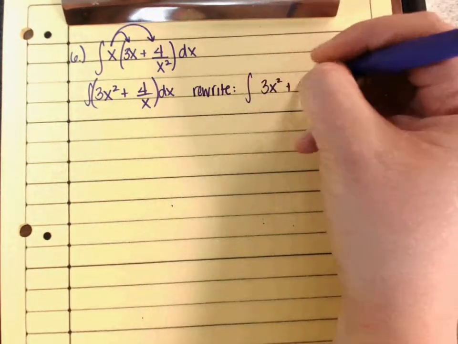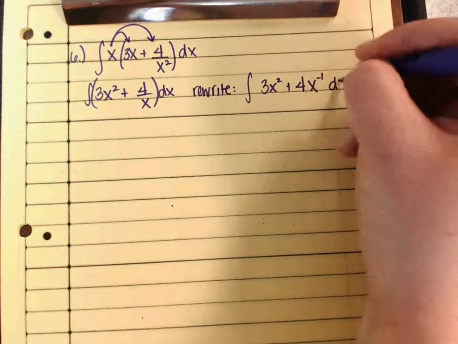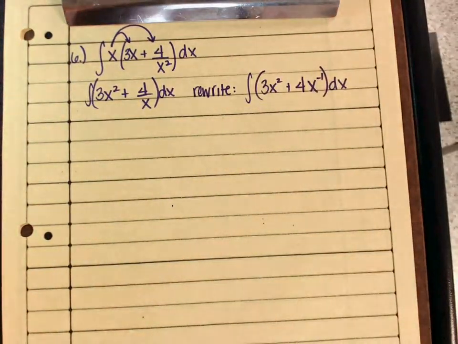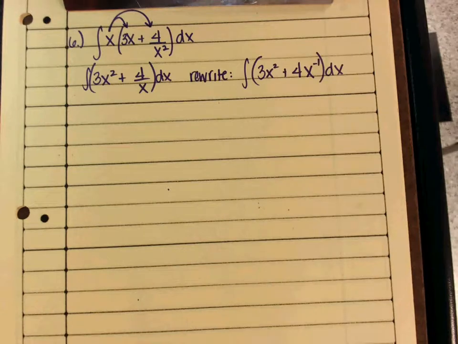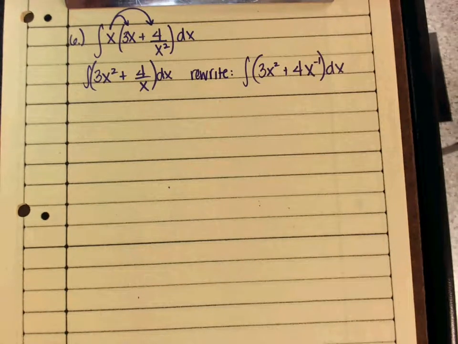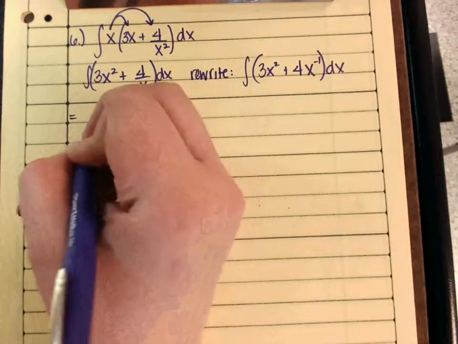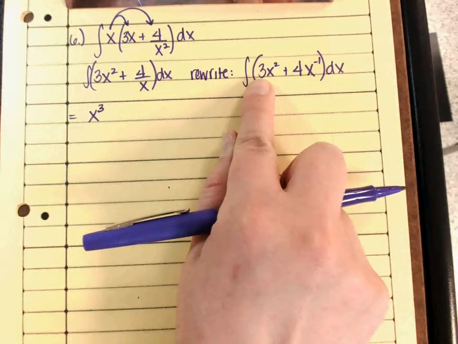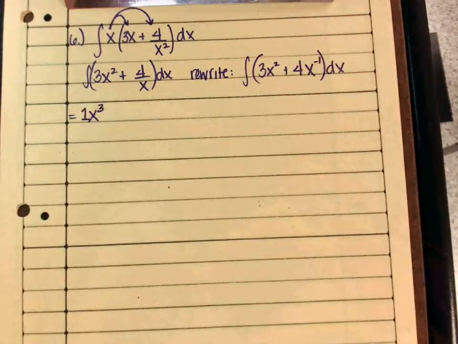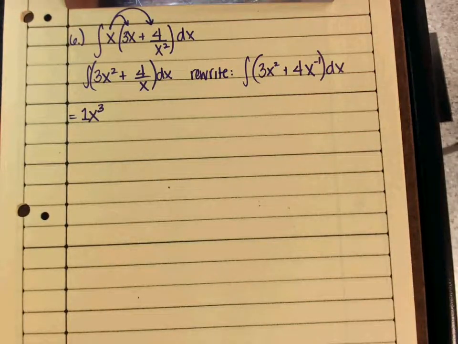Negative 1. So plus 4x to the minus 1 dx. Okay, do your antiderivative rules for me. So remember, you add 1 first. So my x is now an x to the what? X to the 3. Then I divide that 3 with this 3. I get a 1.